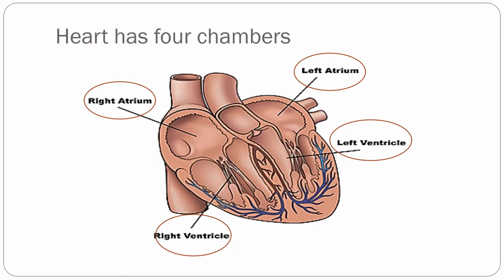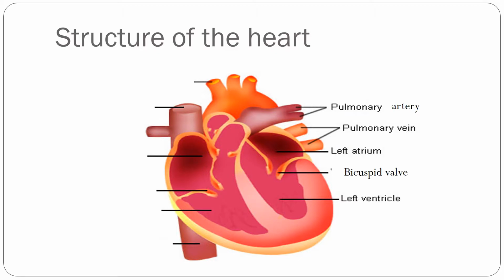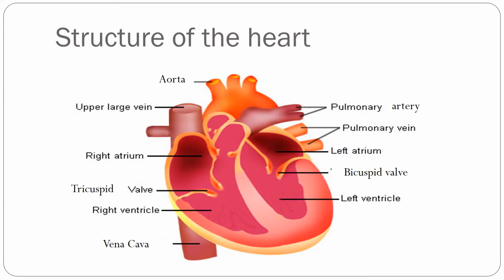Now let us identify the main structures of a human heart. Pulmonary artery. Pulmonary vein. Left atrium. Bicuspid valve. Left ventricle. Aorta. Right atrium. Tricuspid valve. Right ventricle. Vena cava. We will now look at how blood flows through the heart.